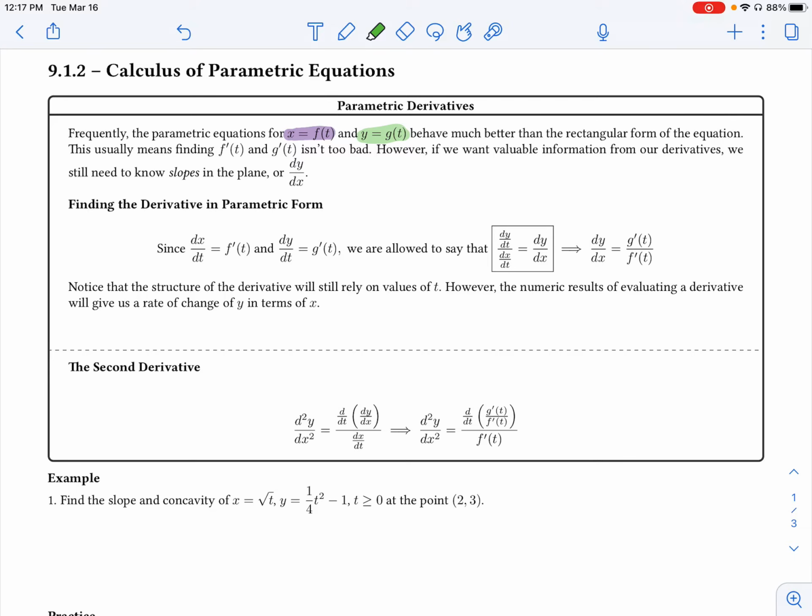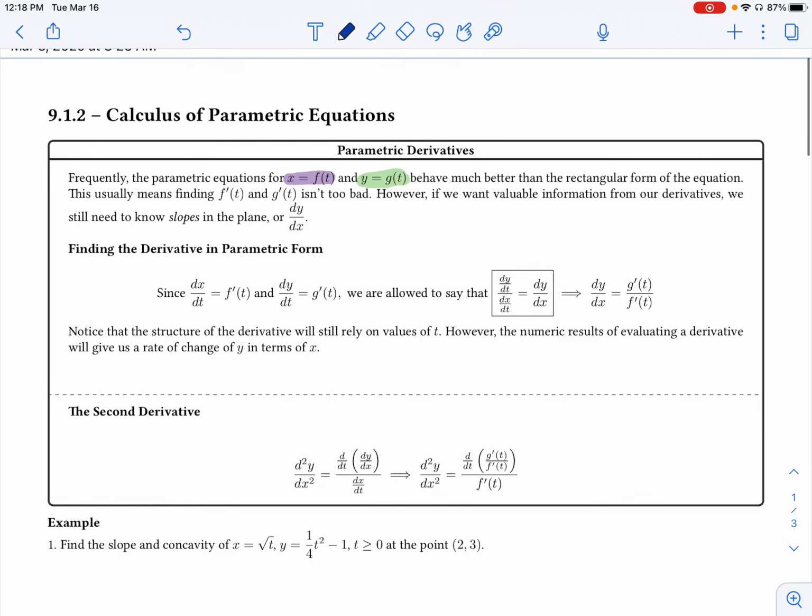We need to find the rate of change of y with respect to x. What that means is we need to find the rate of change of y with respect to t, and then divide it by the rate of change of x with respect to t. Now, why are we doing that? Why do we have to find the rate of change of each of those and divide? Well, the answer really comes down to the chain rule.